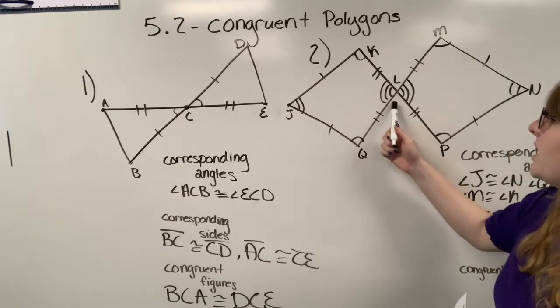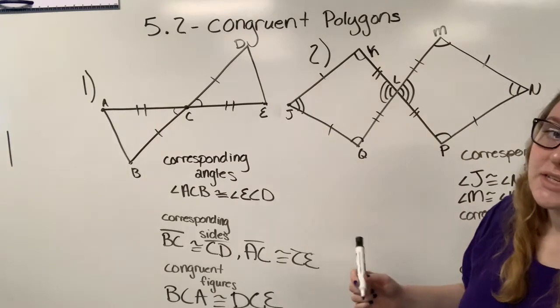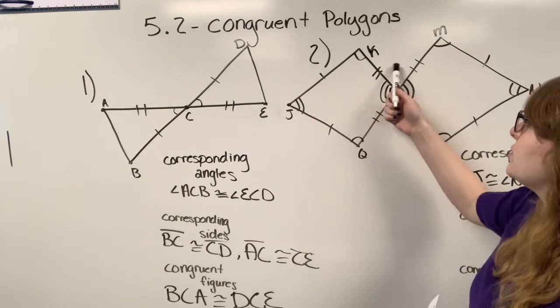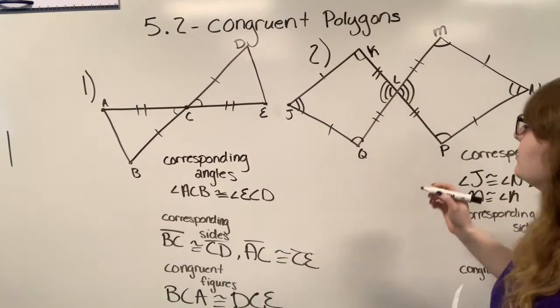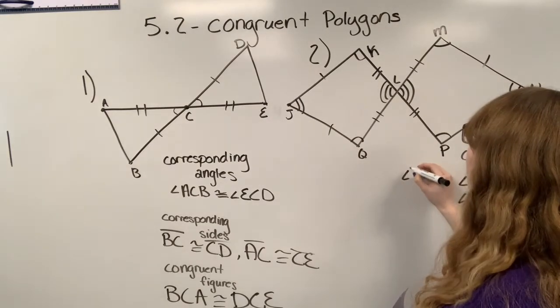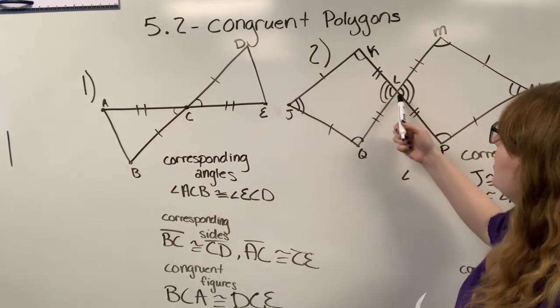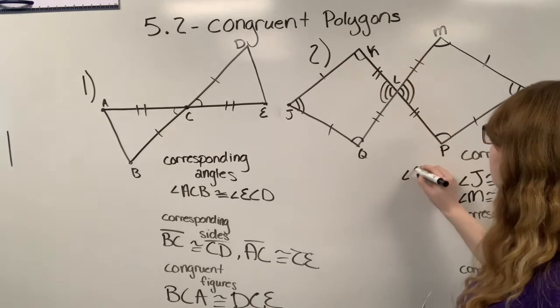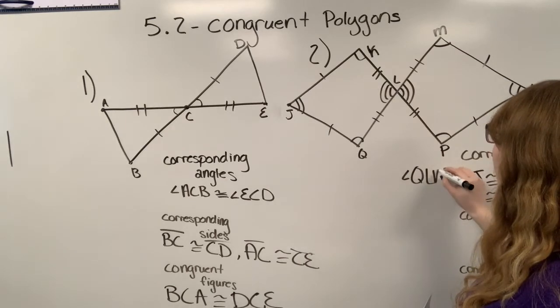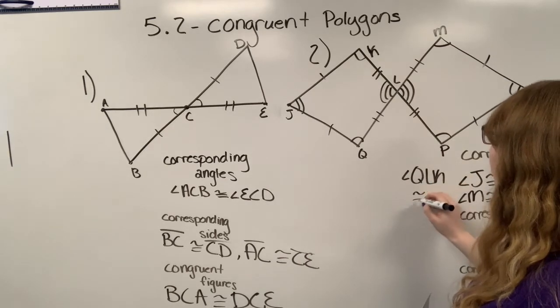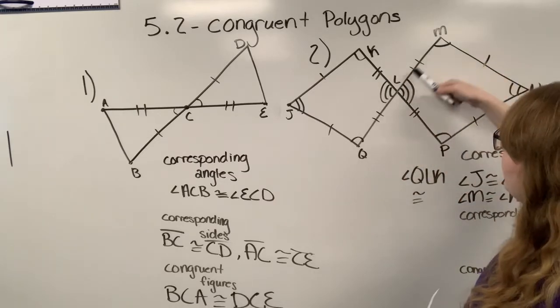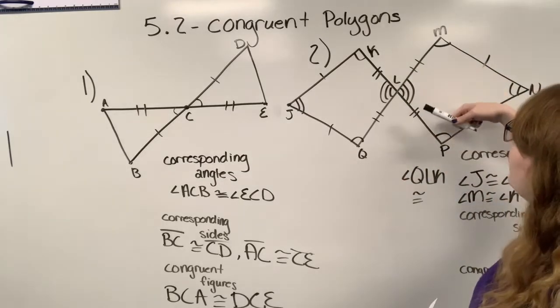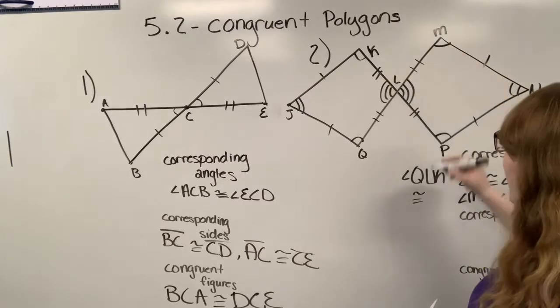And we have to name these with our side vertex side because angle L refers to all 4 of these angles. So we have angle, I'll go Q, L, K. Q, L, K is congruent to, and then I'll just go the exact same way here. So P, L, M.